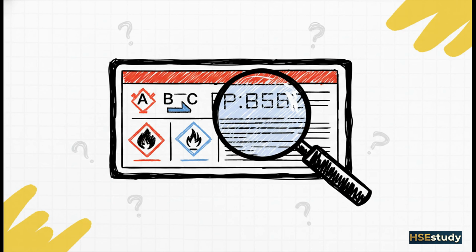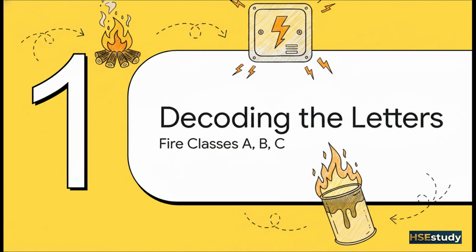Well, the answer is hiding in plain sight. It's printed right there on the label. It's a simple code of letters and numbers, but if you don't know how to read it, you're just guessing. And in a fire, guessing is the last thing you want to do. This isn't trivia, this is survival knowledge. Okay, so let's dive in.